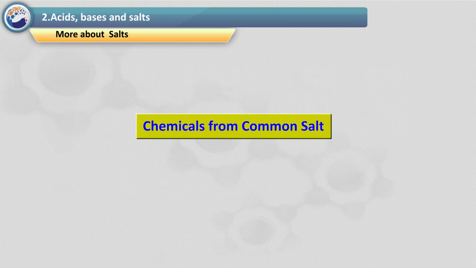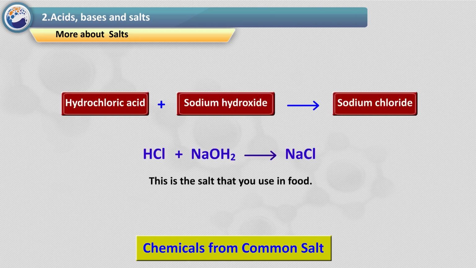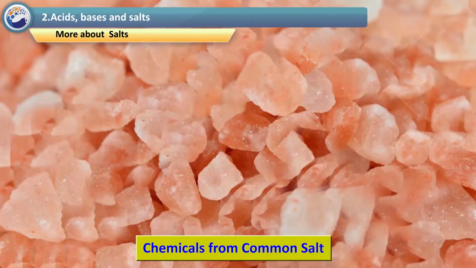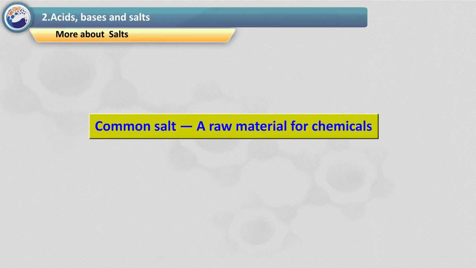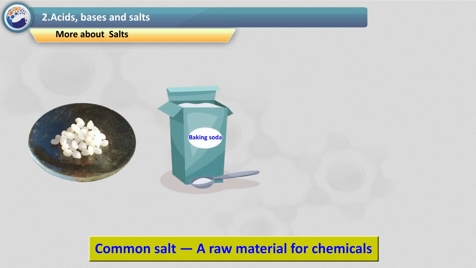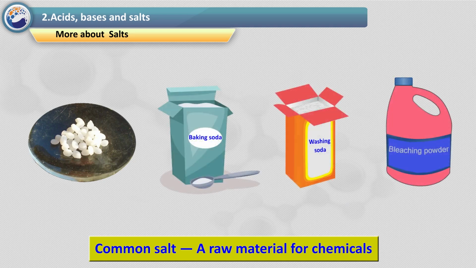Third, chemicals from common salt. The salt is formed by the combination of hydrochloric acid and sodium hydroxide. The solution is called sodium chloride. This is the salt that you use in food. These large crystals are often brown due to impurities. This is called rock salt. You must have heard about Mahatma Gandhi's Dandi March. Common salt, a raw material for chemicals. The common salt thus obtained is an important raw material for various materials of daily use, such as sodium hydroxide, baking soda, washing soda, bleaching powder and many more.